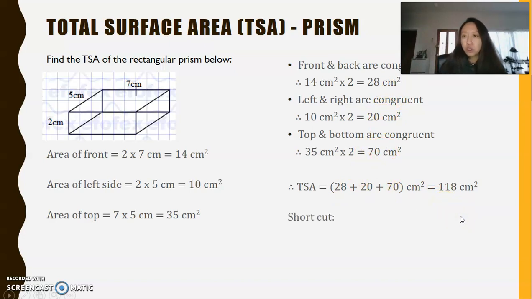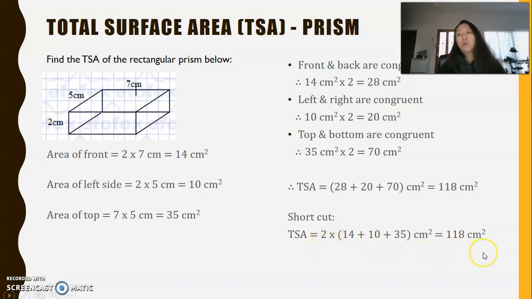There is also a shortcut to it. If we can identify the unique areas that a rectangular prism has, there are 3 unique areas. If you get either the front or the back, one of the sides, and the top or the bottom, you add them up and times them by 2, you will get 118 as well. That means you don't have to do this lengthy process.